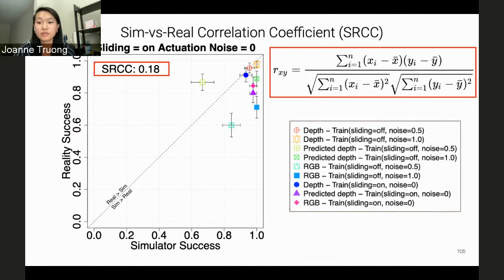SRCC is calculated as the sample Pearson correlation across data points. And what we want to see is an SRCC value close to 1, or have the points along the diagonal of the line, as that would indicate a high linear correlation between performance in simulation and reality. By plotting the performance in reality against performance in simulation as a scatter plot, we can reveal the existence of performance correlation and detect outlier simulation settings or evaluation scenarios.